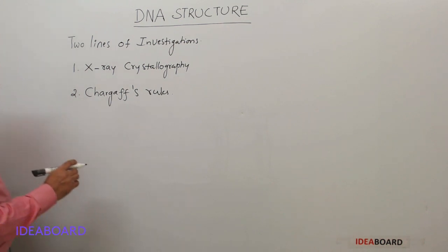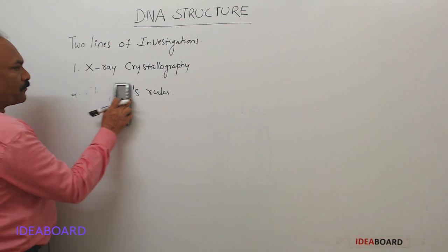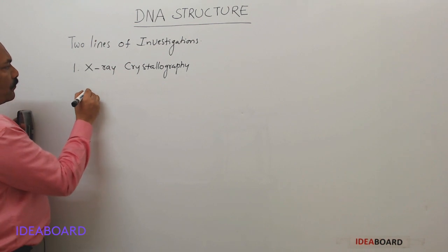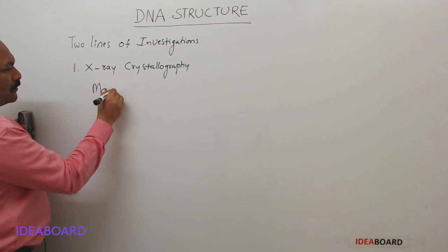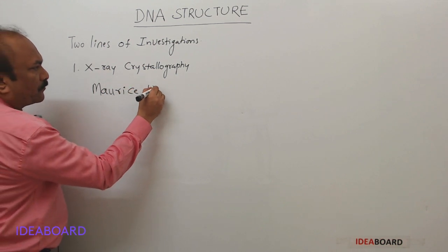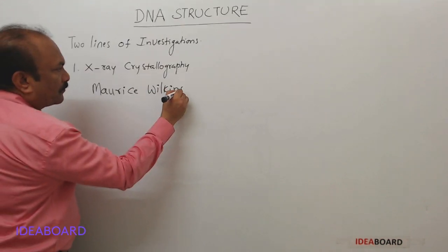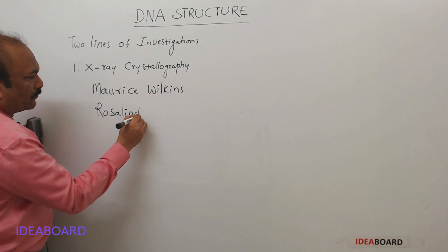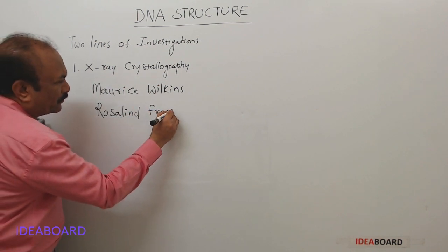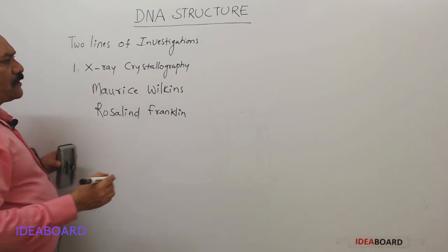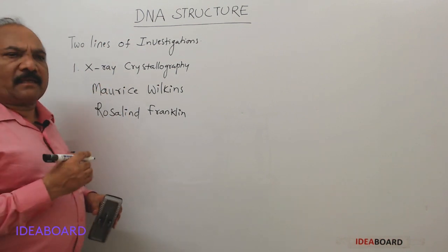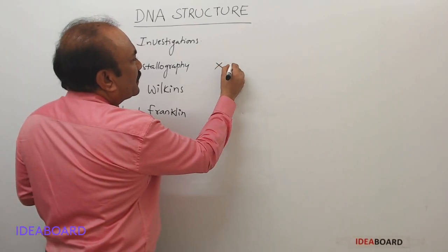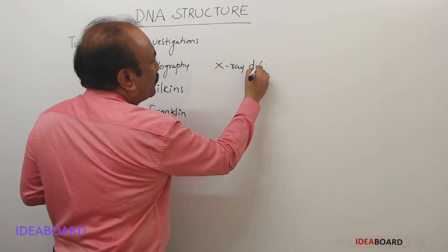First we will discuss X-ray crystallography. Two scientists, one is Maurice Wilkins, the other person is Rosalind Franklin. These two scientists, with the help of this technique, obtained X-ray diffraction photographs of DNA.